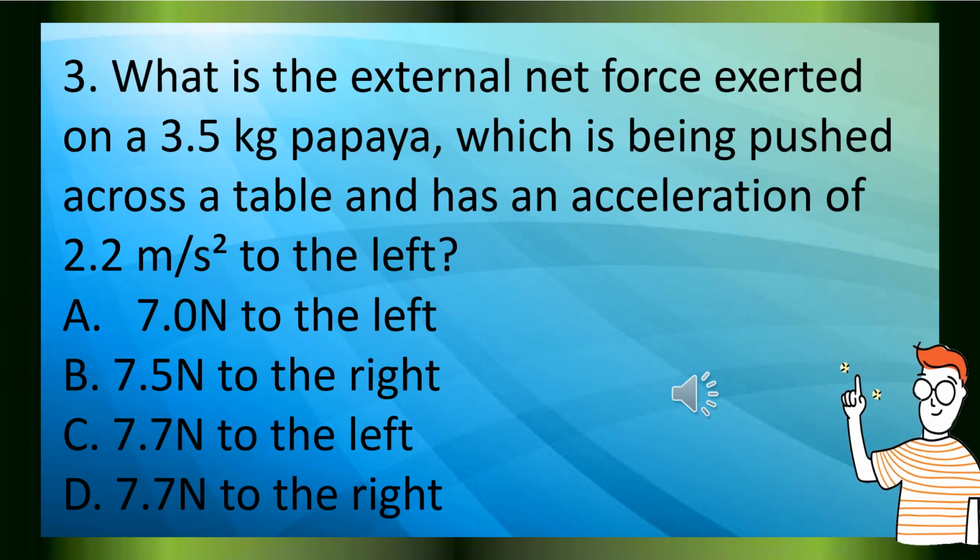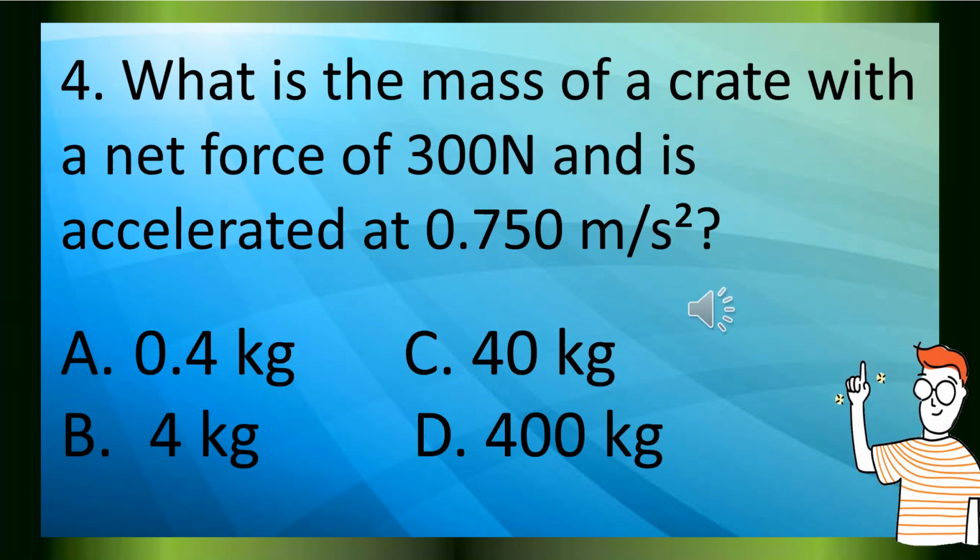What is the correct answer? The correct answer is letter C, 7.7 newtons to the left. Number 4. What is the mass of a crate with a net force of 300 newtons that is accelerated at 0.750 meters per second squared? A. 0.4 kilograms, B. 4 kilograms, C. 40 kilograms, D. 400 kilograms.